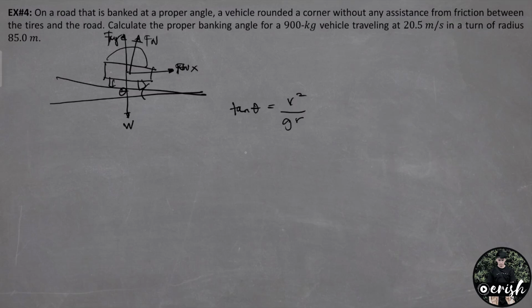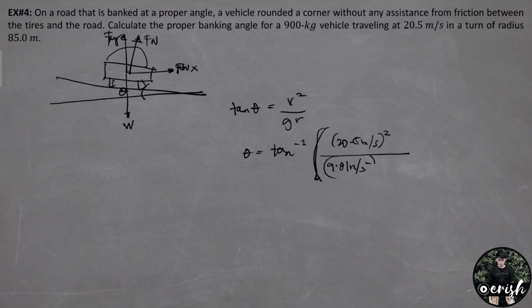To solve for the angle theta, this is equal to inverse tangent or tangent raised to negative 1 times the velocity square. Ang velocity is 20.5 meters per second quantity square over the gravity na 9.81 meters per second square times the radius na 85 meters. So, by this direct substitution sa formula natin na na-derive kanina, ang value ng angle theta is equal to 26.75 degrees.